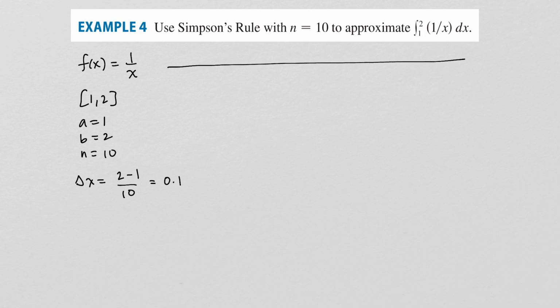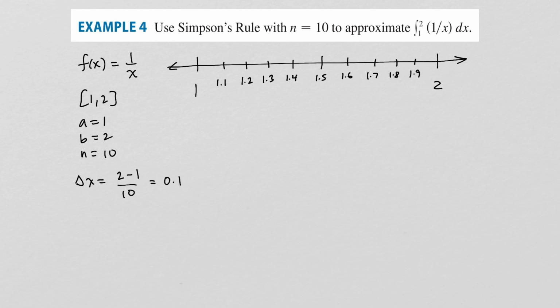Now, when I do this using Simpson's rule, I'm going to take my interval from 1 to 2, and I'm going to divide this up into 10 equal parts. We'll find each of the endpoints of the subintervals, and all of this work is identical to the work that I've previously described, which is why I'm not giving a lot of instruction here.